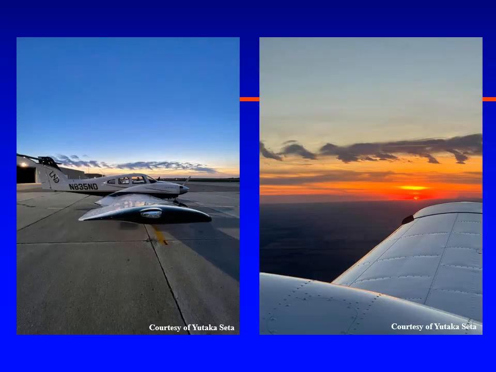KH waves can happen at any altitude. Here's a picture from the Bravo ramp at Grand Forks International Airport, showing KH waves only about 1,000 or 2,000 feet above the ground.